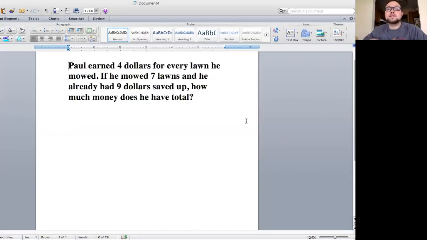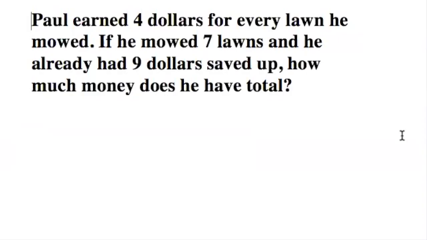All right, so now we have the second problem here. In this problem, we're talking about Paul. Paul is our main character, right? We're all talking about Paul. So let's look at every single step we need in order to solve this problem, okay? Let's look at the first sentence. Paul earned $4 for every lawn he mowed, okay? If he mowed 7 lawns and he already had $9 saved up, how much money does he have total?